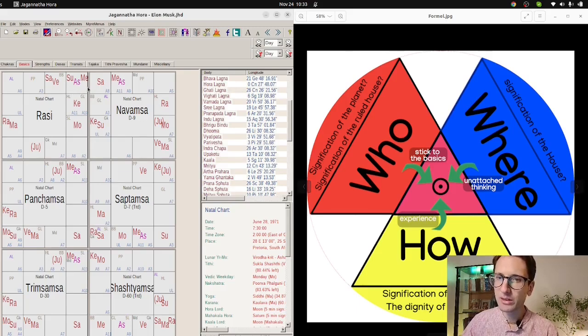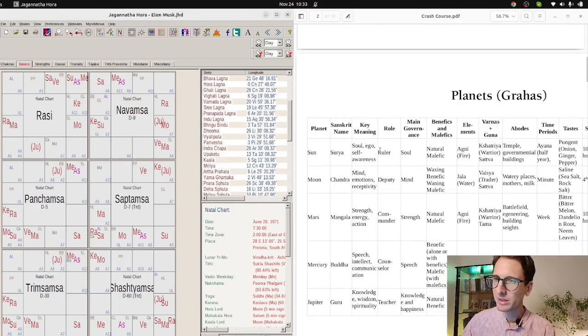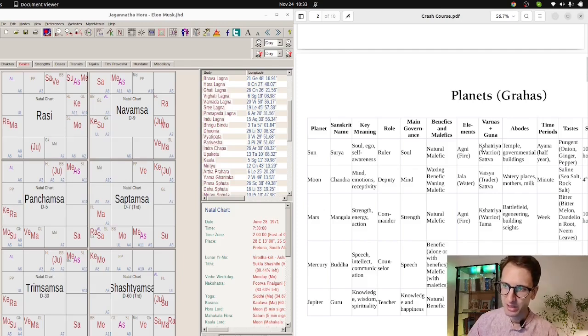So we have the sun. Who is the sun? The sun is, among the planets, the ruler, the king. It signifies self-awareness. It also signifies the ego. Then it is a fire planet. Fire is inspiration. Fire can mold things, can transform things. Then he is a kshatriya. He is a warrior. That means he can manage things.